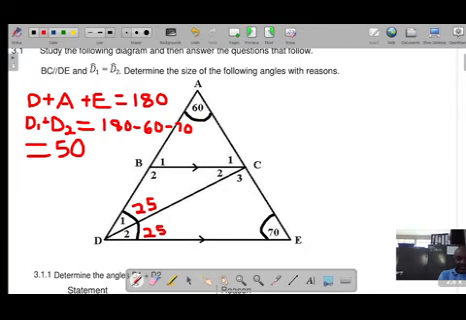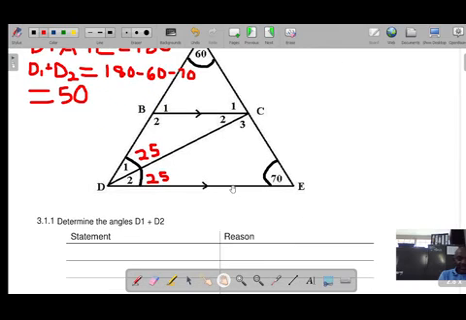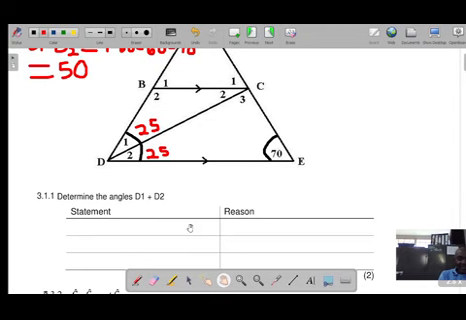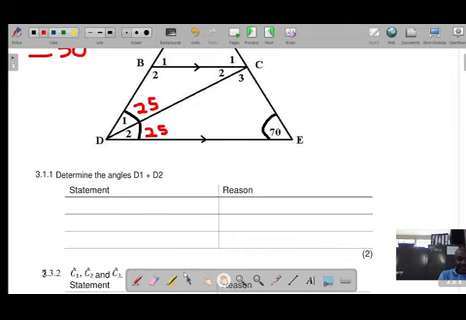Hope we are together. Don't forget my reason, because they said that you must give a statement and a reason. So after saying that D1 plus D2 is 50 degrees, we must tell us the reason. D1 plus D2 equals 50 degrees. What's our reason? Angle sum of a triangle, which is 180 degrees. Okay.